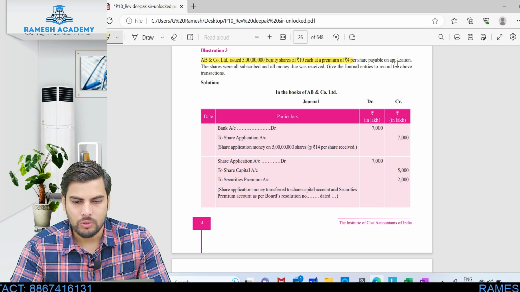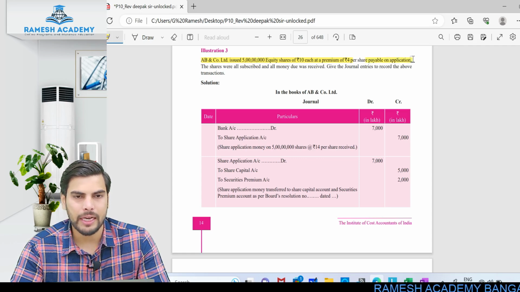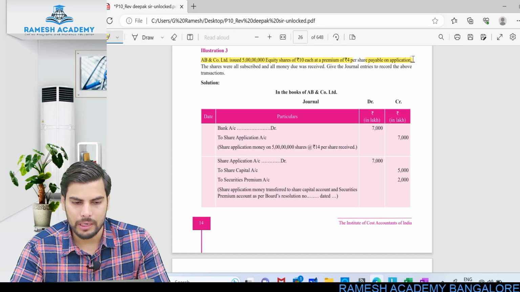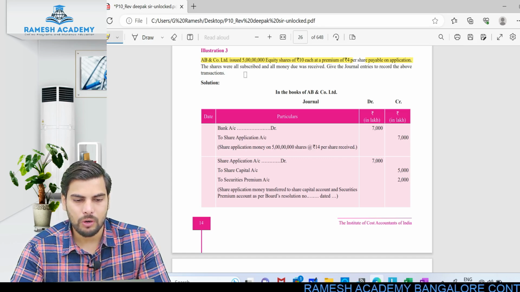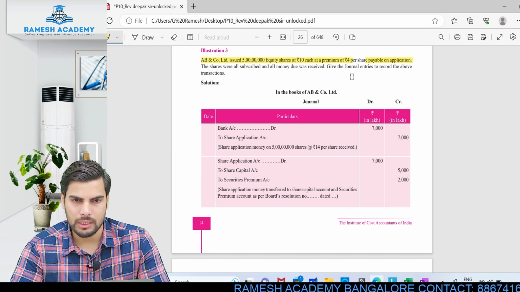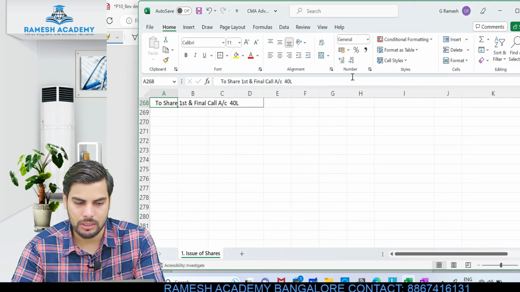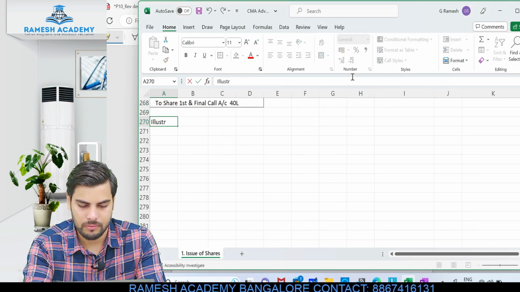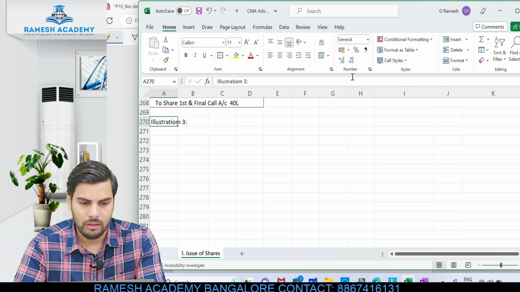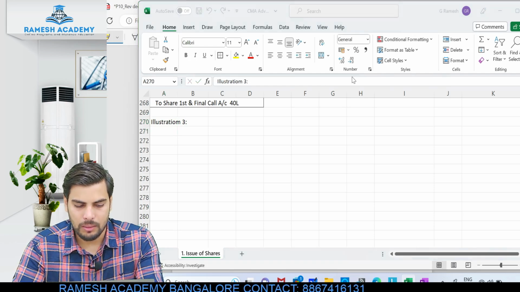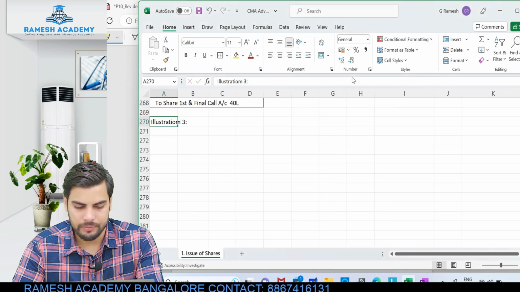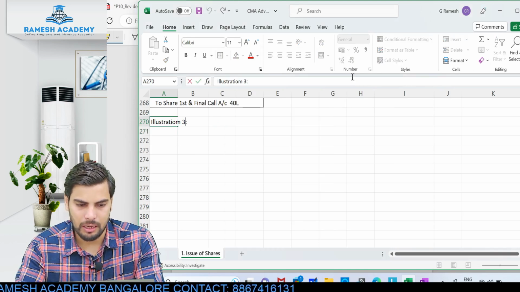Payable on application. The entire amount is payable on application. They have clearly mentioned that the entire 14 rupees is collected at application. The shares were all subscribed and all the money was received. Give the journal entries to record the above transaction. Very simple illustration. They're just asking us to pass the journal entries. So let's just pass the journal entries. If you closely observe, the entire amount is collected in one shot, that is, at the application stage itself.